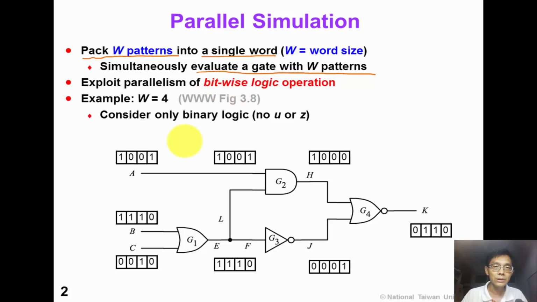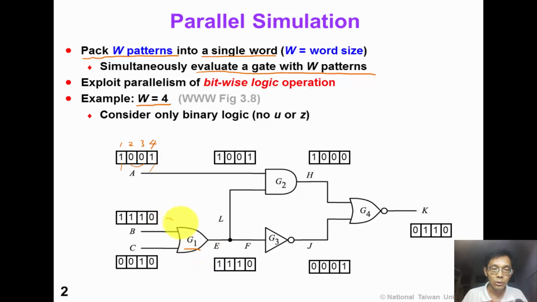In this following circuit example, where W is equal to 4, we pack 4 patterns into a single word. For primary input A, in the first pattern it is 1, in the second and the third pattern it is 0, in the fourth pattern it is 1. If we perform a bitwise operation, we can simultaneously obtain the result of a gate output.